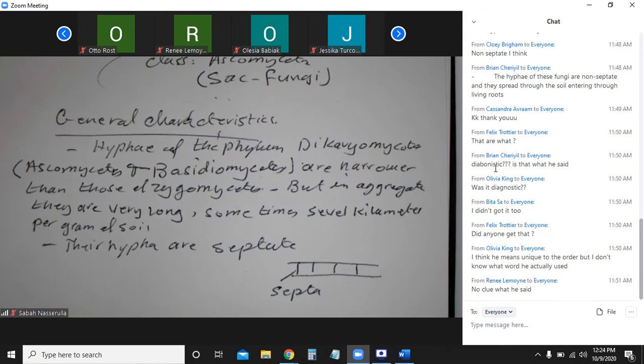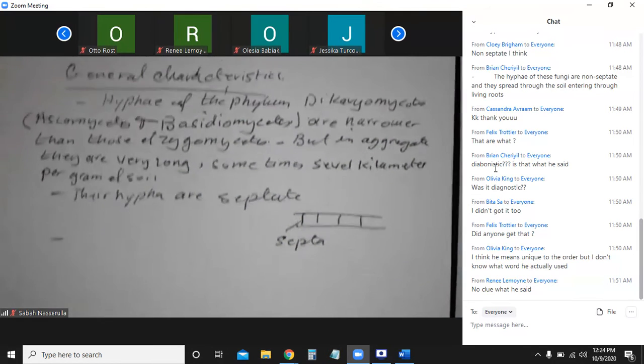Good. Now, the other point I'm going to mention here is that this group of fungi in general can grow in a wide range of conditions.